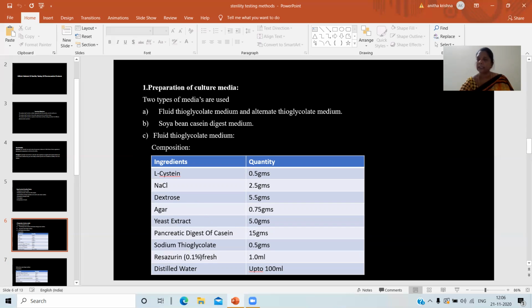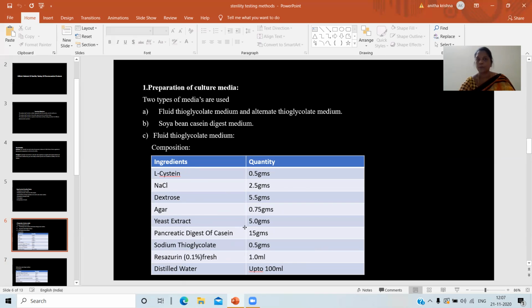And here resazurin is an indicator, an oxidation-reduction indicator. Sodium thioglycolate is used to find out the presence or absence of growth. If, instead of sodium thioglycolate, you use thioglycolic acid, that will become your alternate thioglycolate medium. The entire composition is the same; the only ingredient that changes is sodium thioglycolate. In place of sodium thioglycolate, you take thioglycolic acid, and that becomes alternate thioglycolate medium. If you take sodium thioglycolate, it becomes fluid thioglycolate medium.